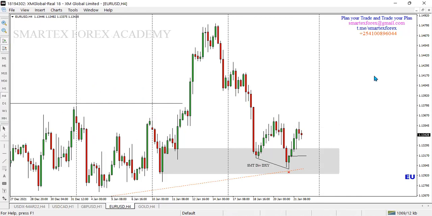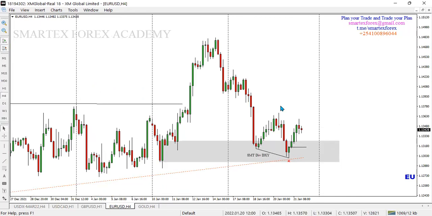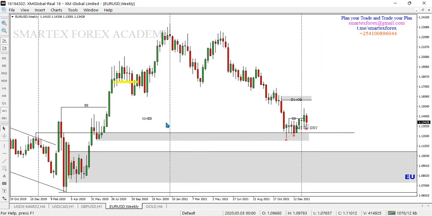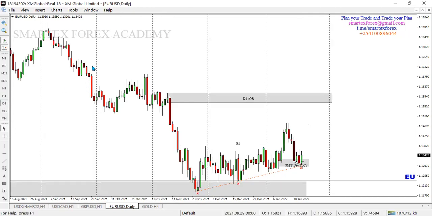And last we have EU fiber. On weekly time frame, that's what we have. Yes, the price was able to come back to this breaker here. This is a monthly breaker. And then we have that up move. Then in daily time frame.